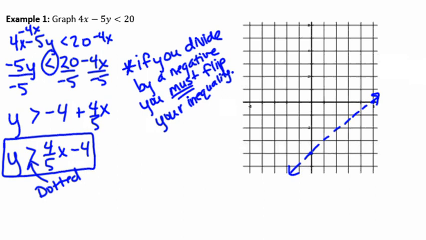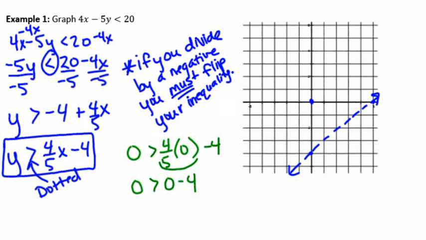Now for shading, we want to pick that testing point. An easy one is always (0, 0), if it's not on the line. That point's not on my line, so I'm going to plug 0 and 0 in for my x and y in this inequality to see if it satisfies. My y is 0. Is 0 greater than 4/5 times 0 minus 4? Anything times 0 here is going to be 0, so 0 greater than 0 minus 4 is 0 greater than -4. Yes, this testing point satisfies.